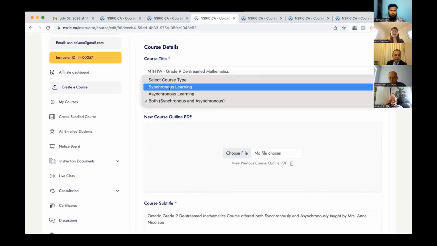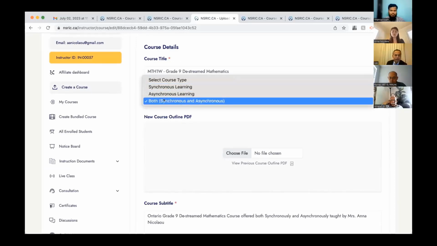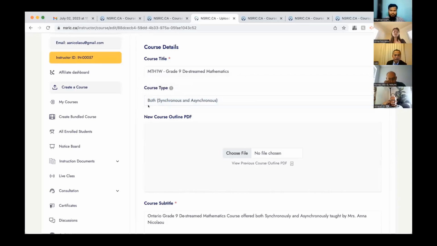Then we have the course types. You can select synchronous or asynchronous learning, or you can select both. Now, my personal recommendation is to do both, although it is your choice.